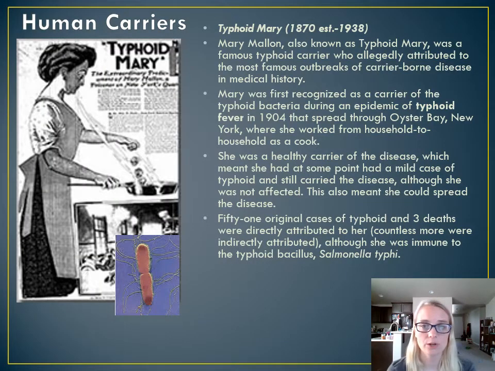Then we have human carriers, where the only place where the disease lives is inside humans. Sometimes humans can be symptomatic or asymptomatic. So we're dealing with that right now with COVID. There's such a wide variety of outcomes for infection with this particular virus, where you can have people who are infected and be asymptomatic, and yet they can still be contagious and shed their virus to other people.